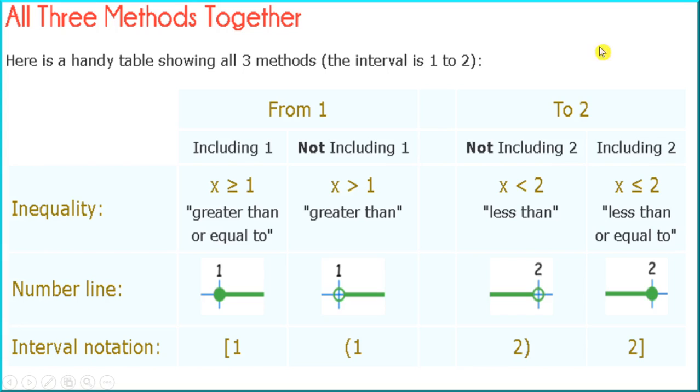To 2: not including 2, including 2. X less than 2 means not including, and less than or equal to 2 means including. And here the interval notation means not including, and here means including. This sign will represent a number included in the interval of convergence.